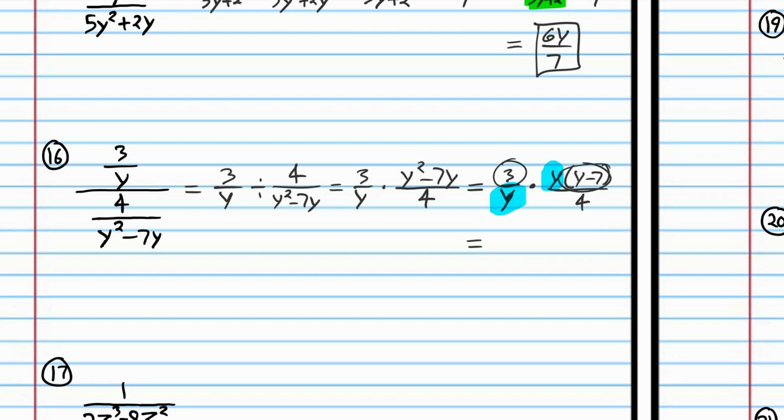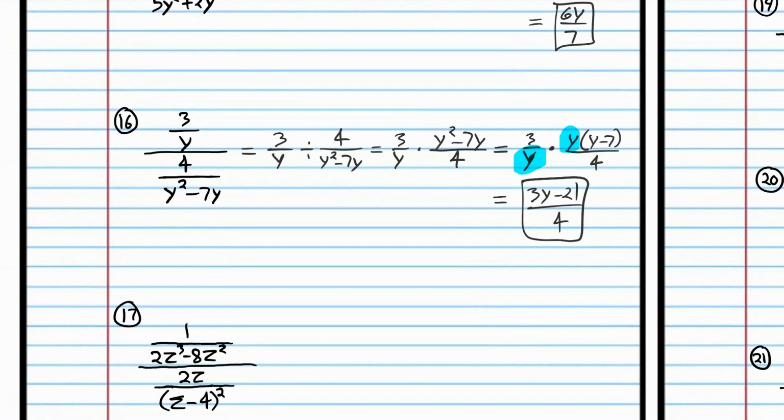3 times y minus 7 is 3y minus 21. And then 4 times 1 is just 4. Now again, you can leave this in factored form. You can write it as 3 times y minus 7 over 4. You can do it that way also. But your textbook, it's pretty much a guarantee your textbook's going to write it in this form. So if you got that answer, good job. If you didn't get that answer, that's okay. We're going to do more of these problems.